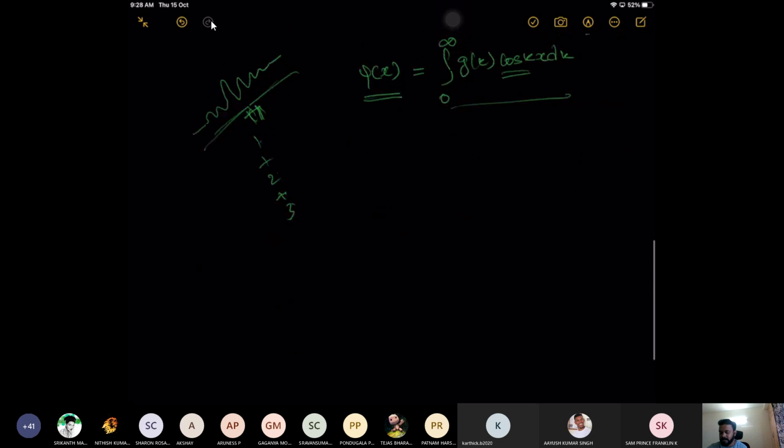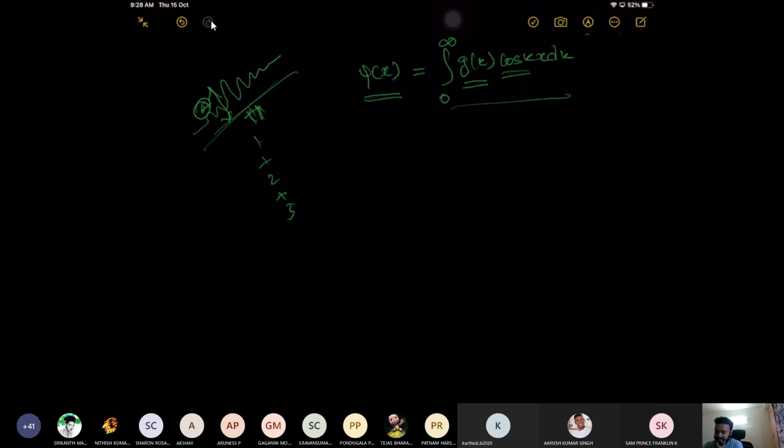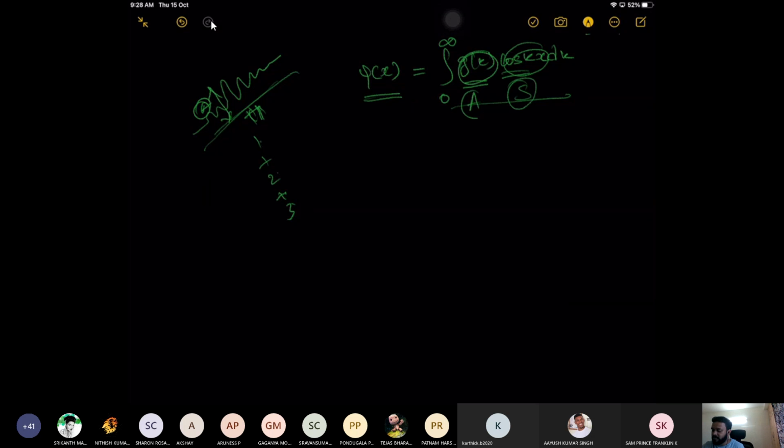And then let's analyze this function itself. So we can say that the first component of this function contributes to the amplitude of the wave, and the second component describes the wave function, the shape of the wave itself. So this contributes to the amplitude of the wave, this contributes to the shape. In a very abstract way, I can say it like this.